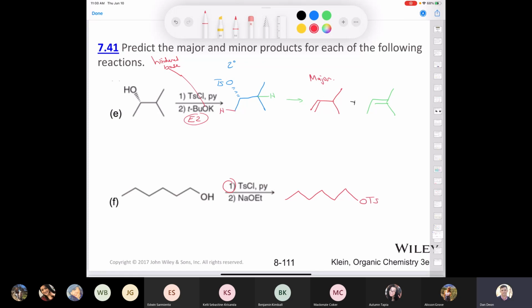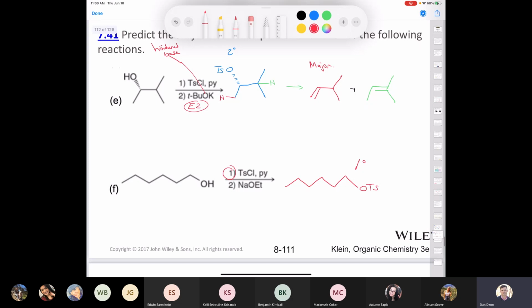Could anybody tell me what mechanism would predominate? I've got a primary leaving group. I'm treating it with a strong base, strong nucleophile. Which one would predominate? So if you go over to figure 7.20, you look at primary and you see strong base, strong nucleophile. Yes, absolutely.